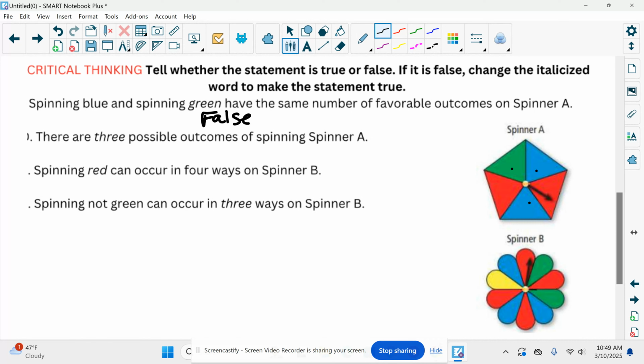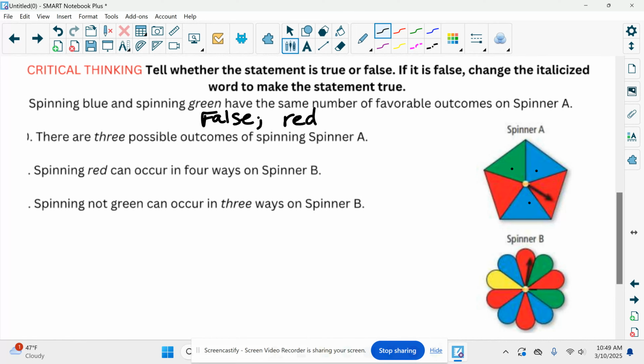Alright, so we need to change the green to what other color gives me the same favorable outcome as blue? Red. Good. Okay, because what's the favorable outcome of red? 2.